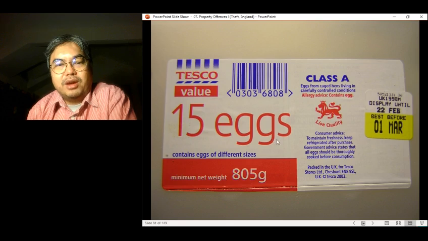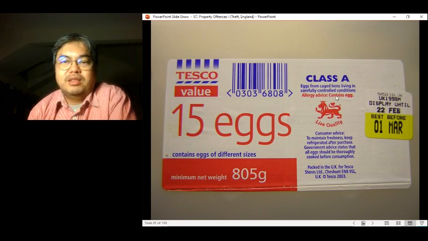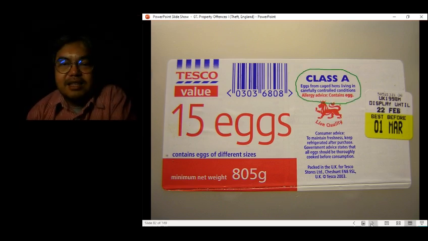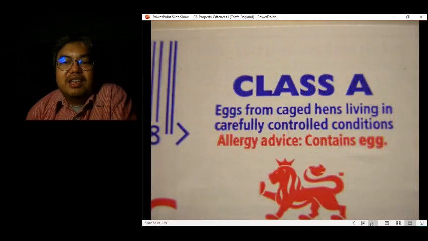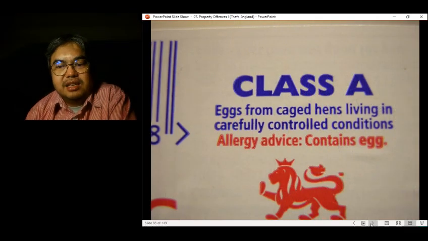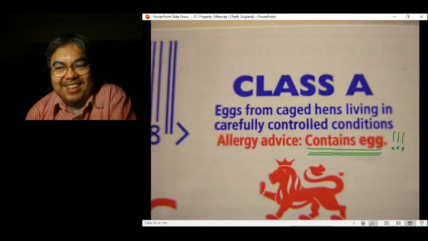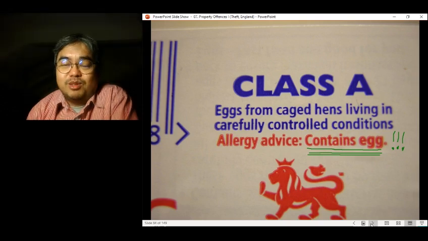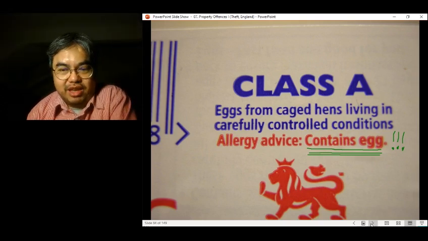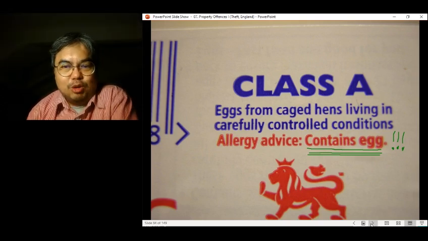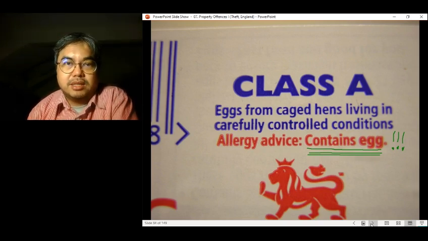Now, interestingly, if you go to the UK, you'll see a lot of this. Do you see what's written there? The allergy advice. What does it say? It says that it contains eggs. I was so amused when I saw this. I'm buying a carton of eggs from Tesco, and it is warning me, hey, please be careful, this eggs contains eggs.